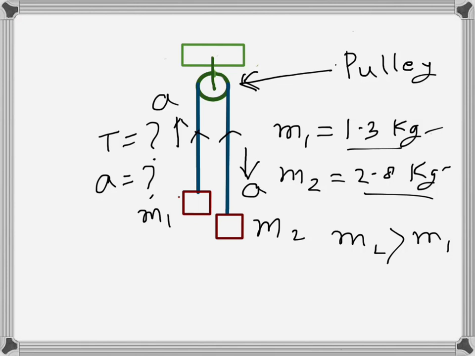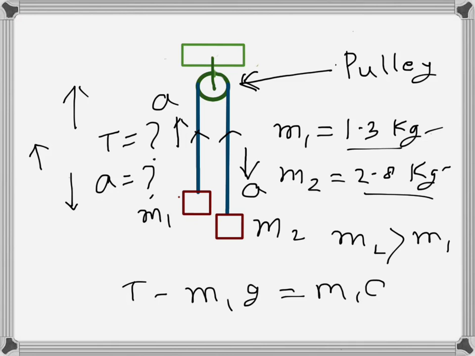And tension here, so we will write the tension equation first for M1. Since the tension in the cord is upwards and the weight due to the mass is downwards, but the acceleration is upwards, that will be T minus M1G equals M1A. That will be for mass M1, and for mass M2 the acceleration is downwards.